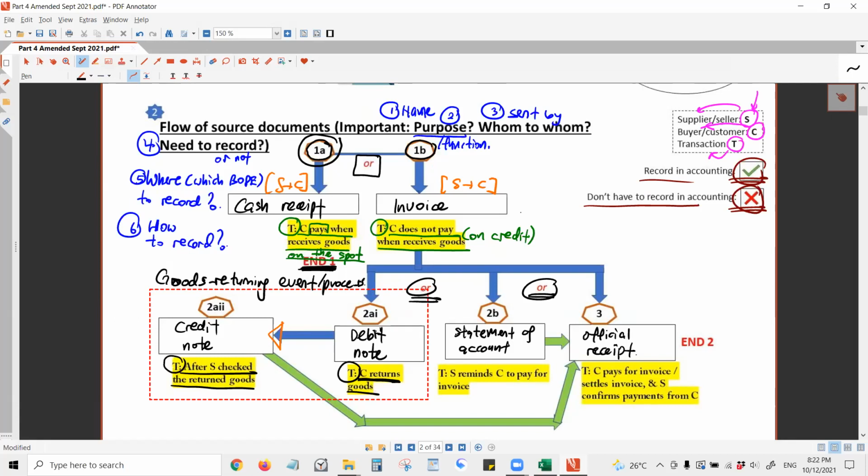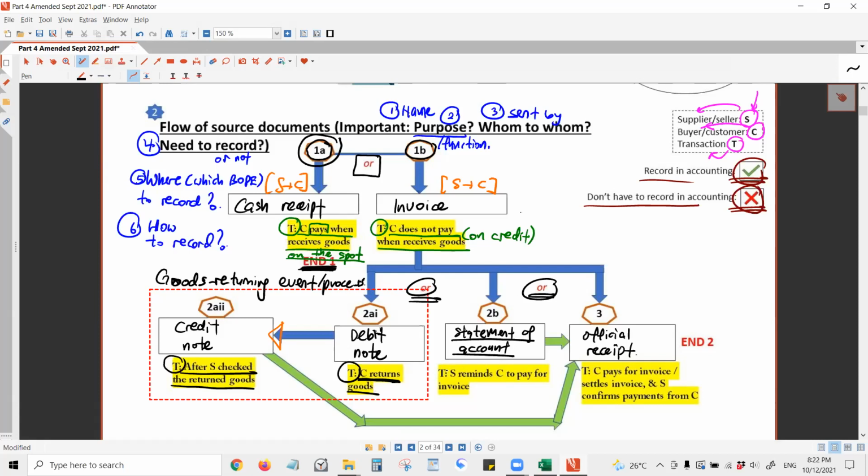Another thing that is possible to happen is customers forgetting to pay. So should you continue to wait? Of course, no. We have to remind them, right? Send a kind reminder to the customer. Don't shout at them, don't scold them. Send a kind reminder by using this document, statement of account.